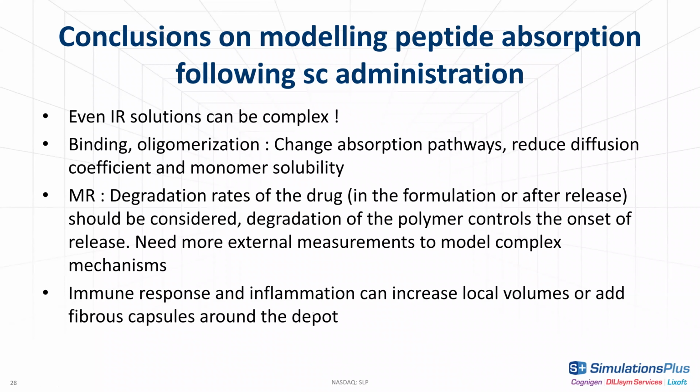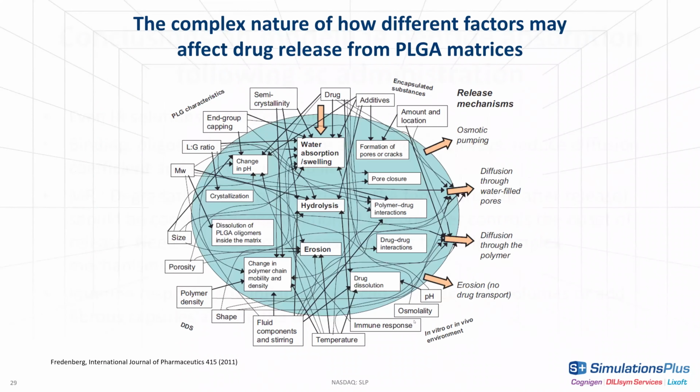There are still things that are really hard to model, but which can change the volume around the formulation, such as the immune response and inflammation that can happen following a long-acting injectable injection. And there are different stages, and I'm not going to go into all the details here, but there are lots of different stages following injection. So just finishing on the future, this slide is showing the factors that can impact the drug release from PLGA matrices. And I'm not going to go through all the details. You'll have the slides and the handouts, but there are many different parameters.